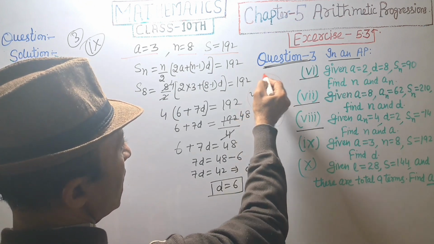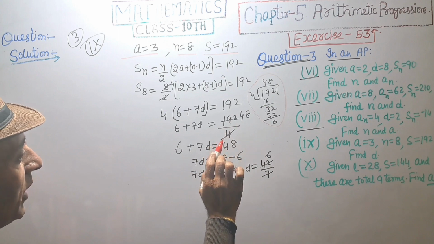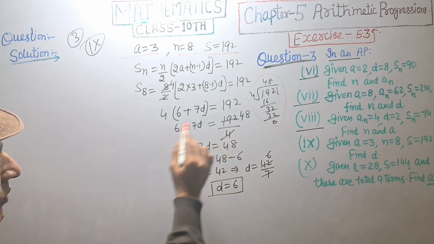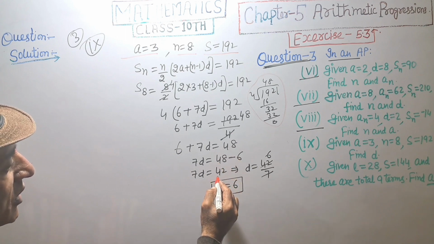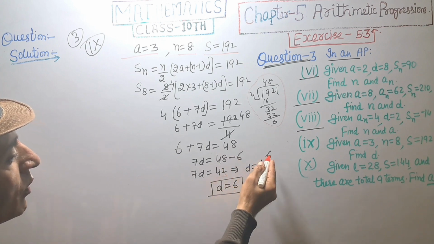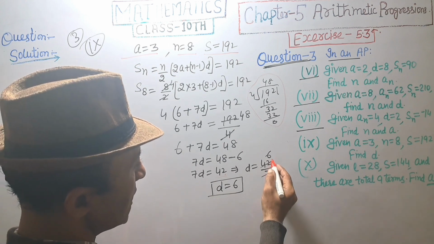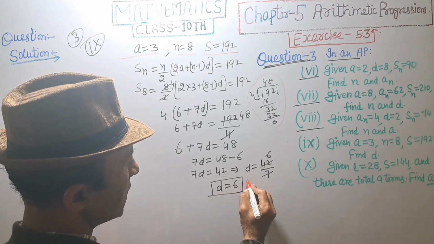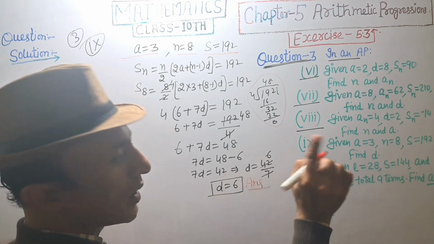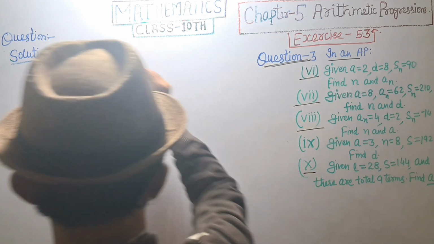48 4s are 192, which is completely divisible by 48. And shifting 6 to the right side, that is minus 6. 48 minus 6 is 42, and d is equal to 42 divided by 7. 6 7s are 42. D is equal to 6. Answer. Question 3, 10th part.